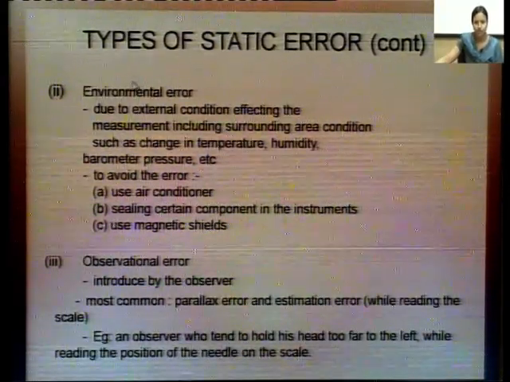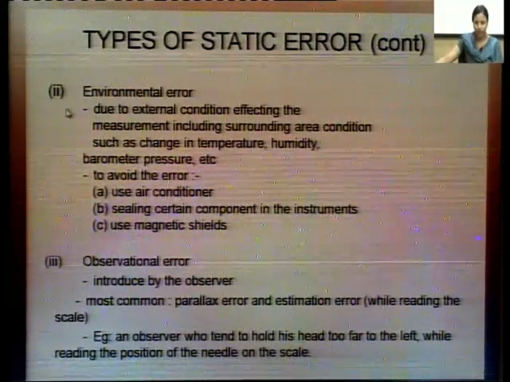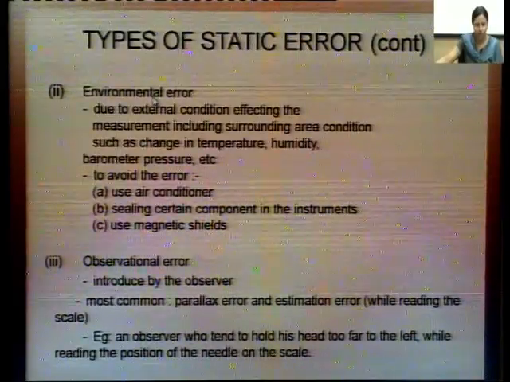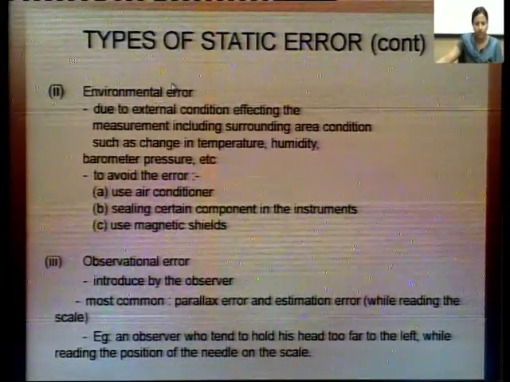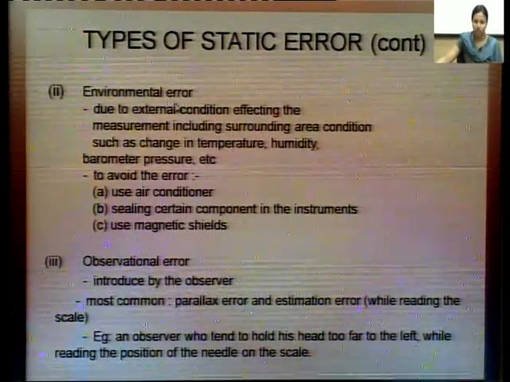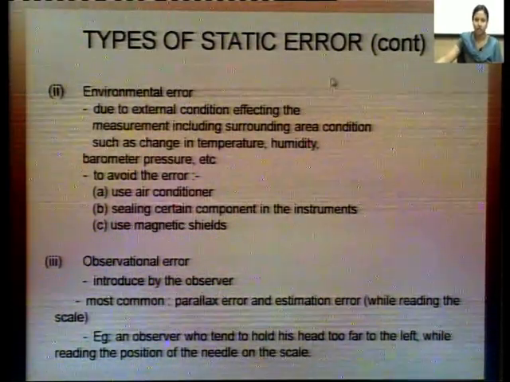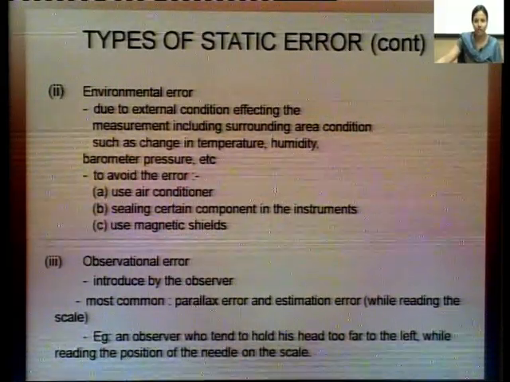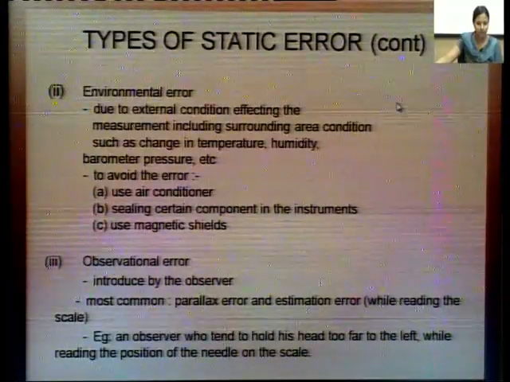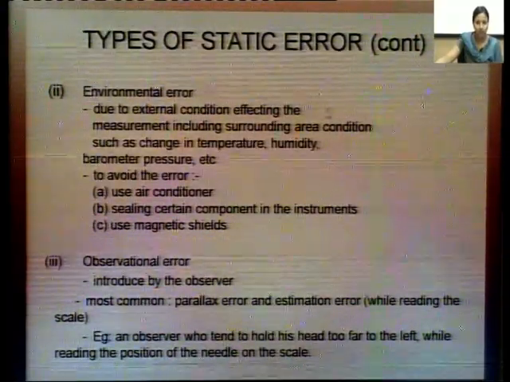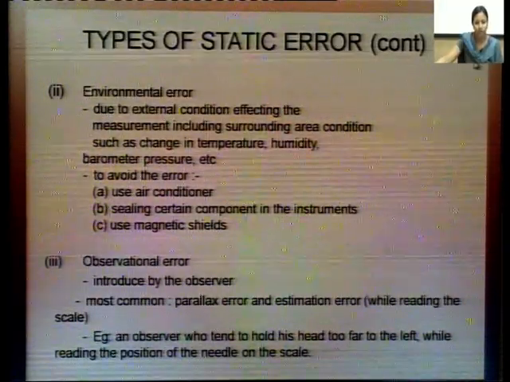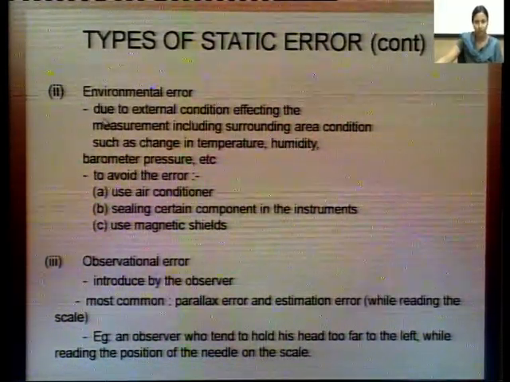Next, second type is environmental error. Environmental error, this name is clear that it is due to environment. For example, we want to do an experiment with a magnet. So here we are doing some experiment. Here is some magnet, another magnet which is disturbing our system, our instrument. So this is environmental error. This is due to environment.